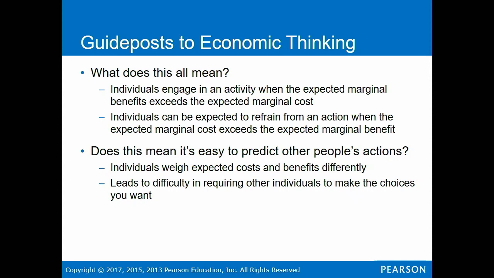This doesn't mean that it's easy to predict other people's actions because individuals weigh their expected costs and benefits differently. So if you don't know what's going on in their head, it's going to be very difficult for you to predict what they're going to do. So it's difficult to require other individuals to make the choices that you want because they may see something as more valuable or less valuable than you.